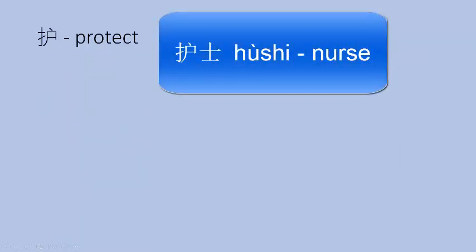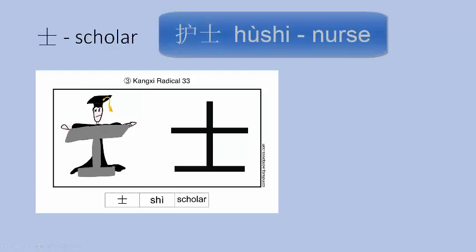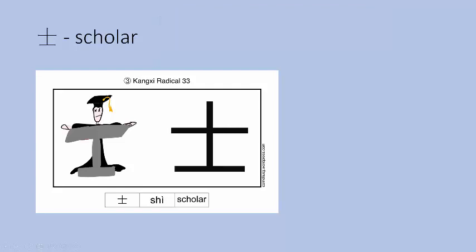The next character is hu, to protect. Part of 护士, a nurse, because the nurse protects your health. It has the hand radical and then the hu sound. The second half of 护士 is 士, which means scholar. We learned this radical at the beginning of the year.